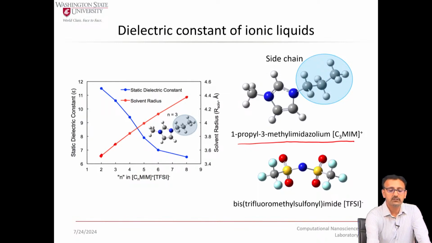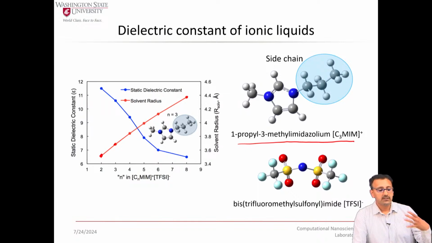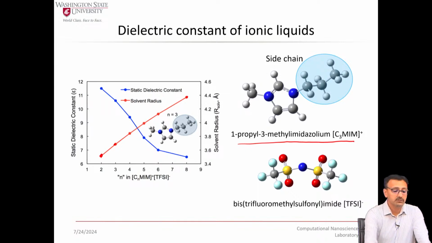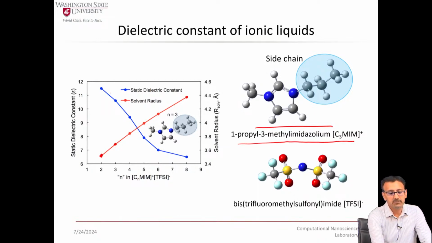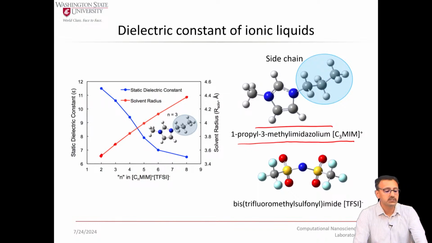So, we varied the side chain length. The key parameter for that is the solvent radius, meaning the cation radius for variable chain length. Obviously, the bigger the chain length is, that radius goes up, as you can see from this red curve. And we also obtained from experimental measurements the static dielectric constant for these ionic liquids with variable chain lengths. So, those are shown here.